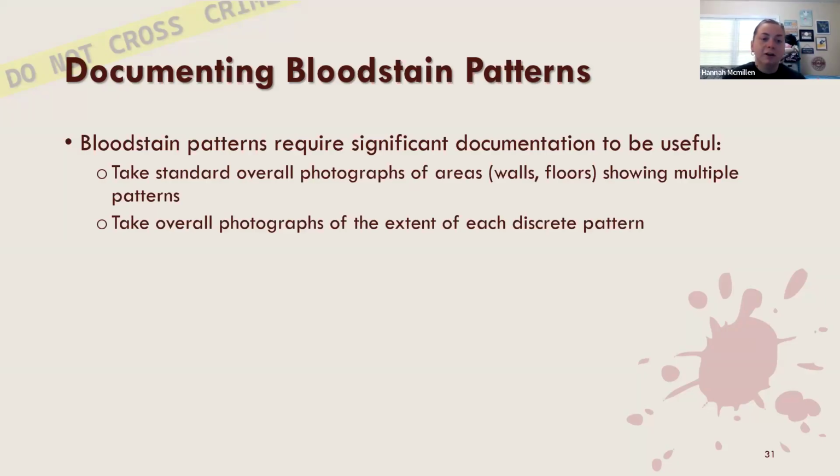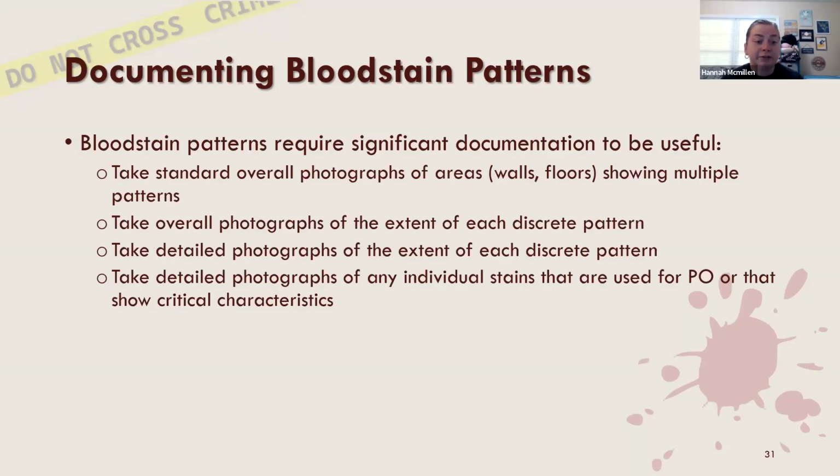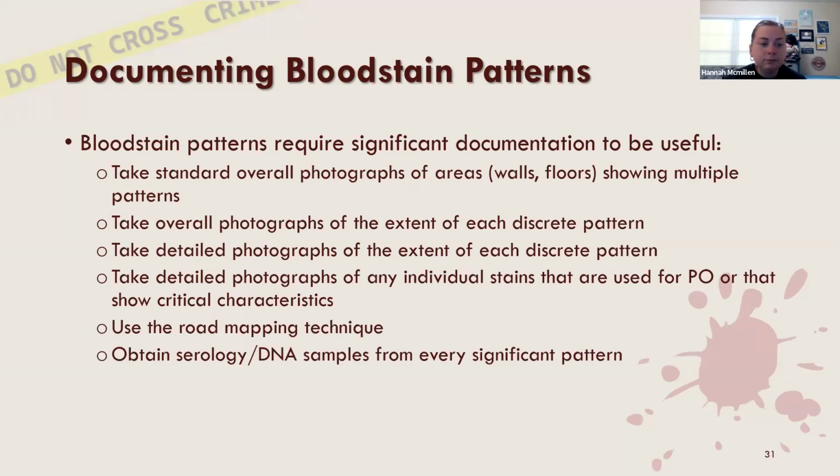So you have to make sure for each discrete pattern that you've identified, you're taking overall photographs of that pattern. You're then going to take detailed photographs of the extent of each discrete pattern, and then you're going to take detailed photographs of any individual stains that are used for point of convergence, area of origin, or that show critical characteristics. And then you're going to use the road mapping technique and obtain serology and DNA samples from every significant pattern.